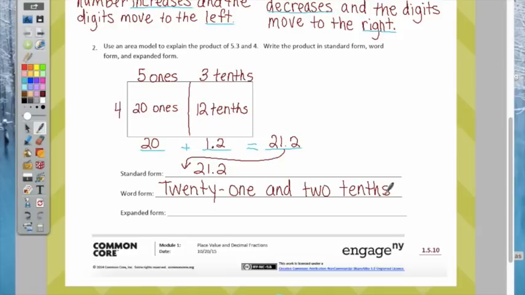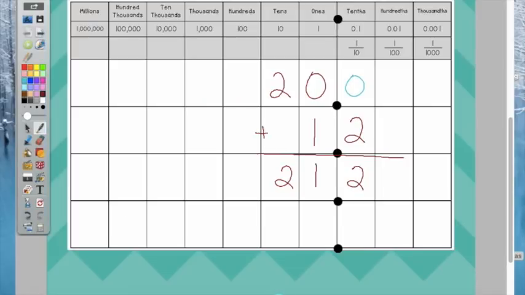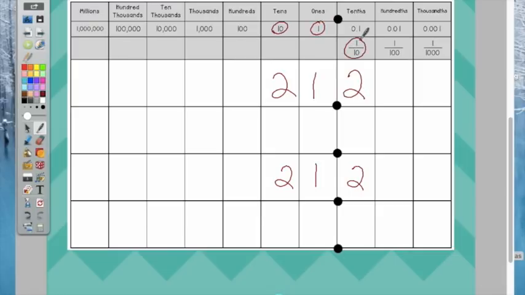Okay, let's take a look at the place value chart. I want to remind you how I taught you to do expanded form. Okay? So the number we're looking at is 21.2, correct? I'm just going to write it here. And then it will be 2 copies of 10, 1 copy of 1, and 2 copies of 1/10 or 1/10 as a decimal.